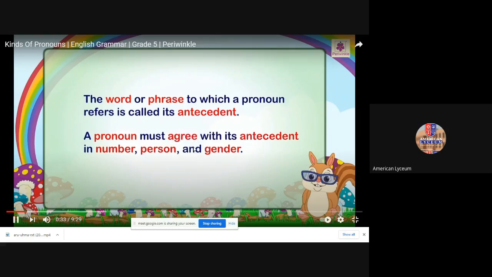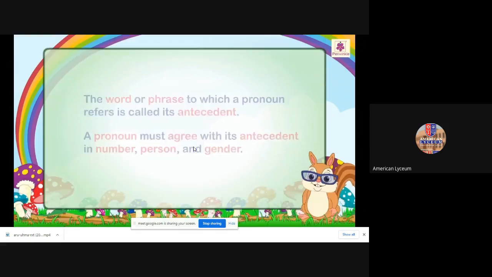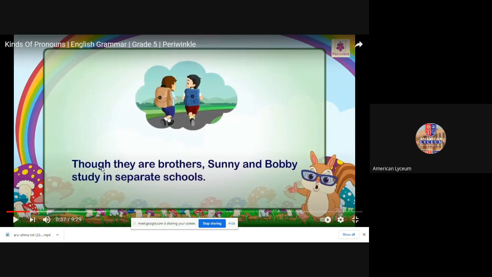Okay. This is an example. Though they are brothers, Sunny and Bobby study in separate schools. So Sunny and Bobby are brothers. So the word they refers to its antecedent Sunny and Bobby. So it's agreeing with the number, it's plural. So we are putting they because they is used for plural nouns. And secondly, they can be used for any gender.